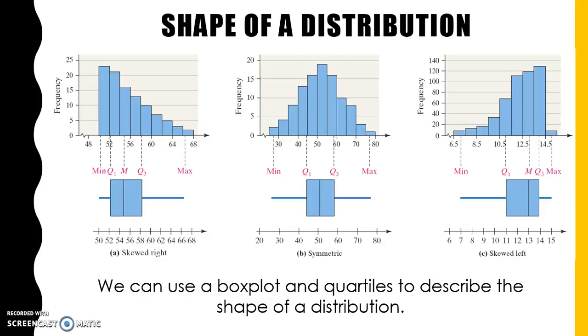One more thing from 3.5 is the shape of the distribution. Just like histograms, we can tell the shape of the distribution using a box plot. You can look at the rectangle part: if the chunk of it is to the right and the tail is to the right, it's skewed right. If everything looks even, then it's symmetric. And if the tail is to the left, it's skewed left. So just keep that in mind. And I think now we're done with 3.5.